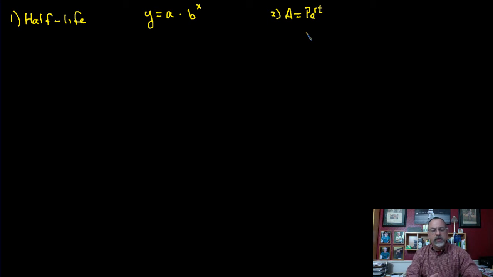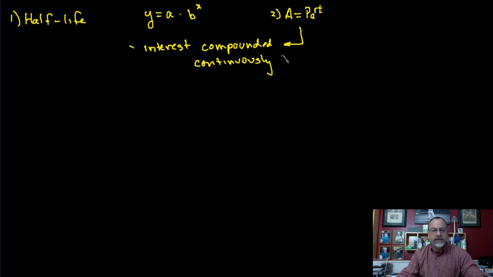Now, there's only one scenario where we'll ever use PERT, and we'll talk about this more in pre-calculus perhaps, and that is if you're talking about interest that is compounded continually. So if we're talking about a bank account or an annuity or something like that, where the interest is compounded continuously, and this is the phrase that you must see in the problem, and if you see this phrase, then this is the equation that we want to use: A equals P times e to the rt.